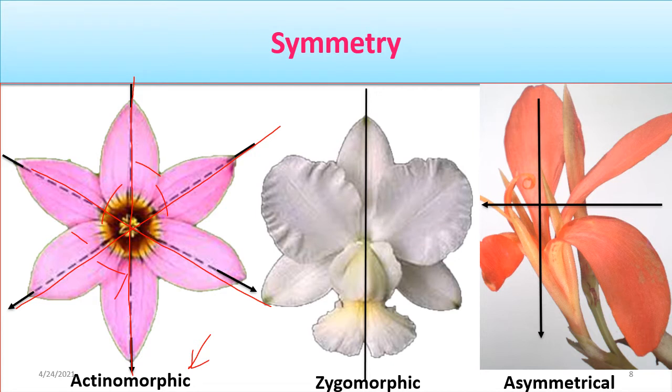If you see in the second picture, if you cut this, it will have symmetry on this side and this side. This is bilateral symmetry, and this flower is called a zygomorphic flower. If you look at the third picture, whether you cut this way or this way, there is no symmetry at all, and this type of flower is called an asymmetrical flower.